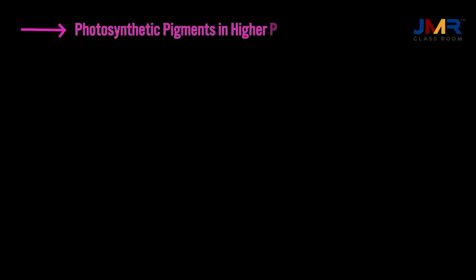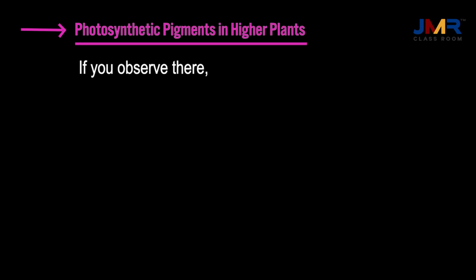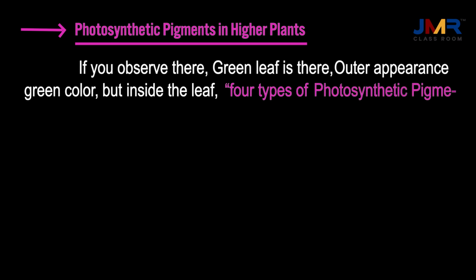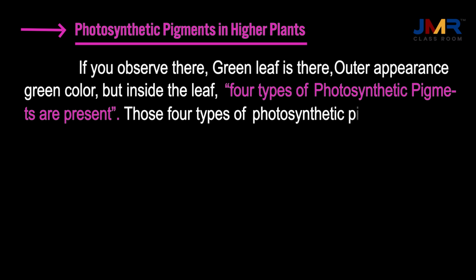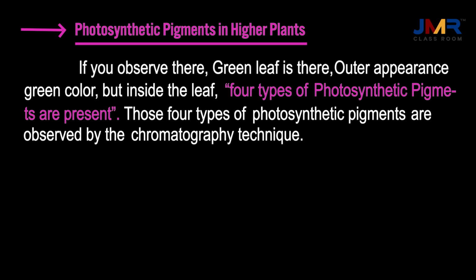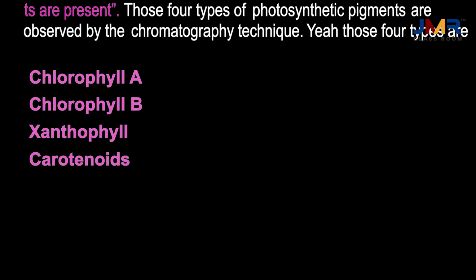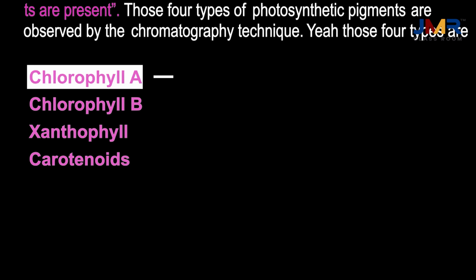Photosynthetic pigments in higher plants. If you observe there, a green leaf is there, outer appearance green color, but inside the leaf, 4 types of photosynthetic pigments are present. Those 4 types of photosynthetic pigments are observed by the chromatography technique. Here, those 4 types are chlorophyll A, chlorophyll B, xanthophyll, carotenoids.